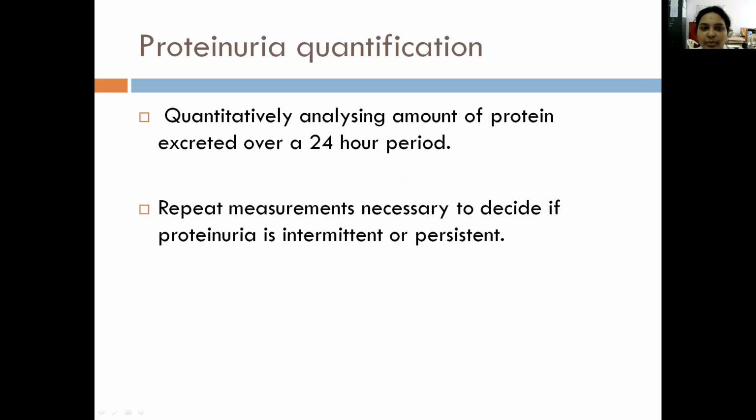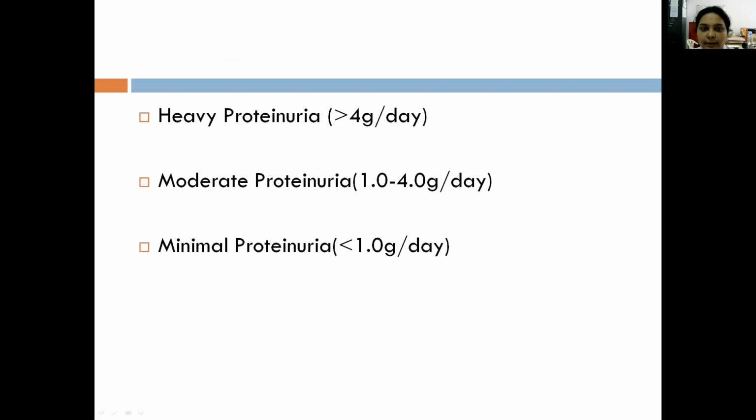So how will you quantify proteinuria? Quantitatively, by analyzing the amount of protein excreted over a 24-hour period. Repeat measurements are necessary to decide if the proteinuria is intermittent or persistent. So this is how you will classify proteinuria quantitatively.